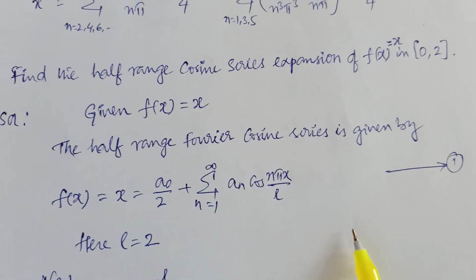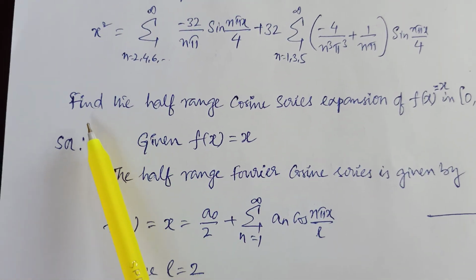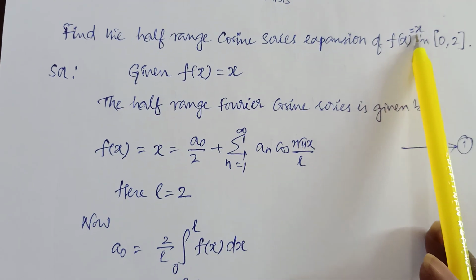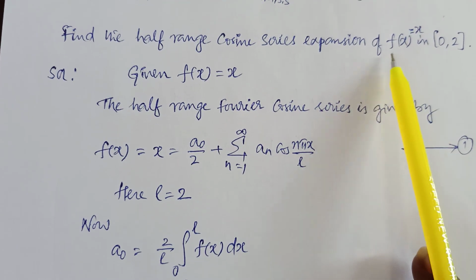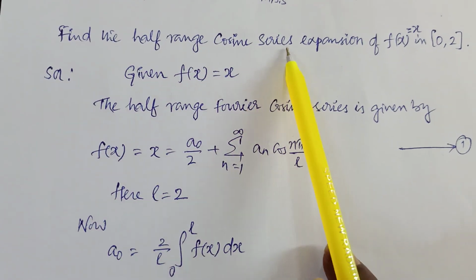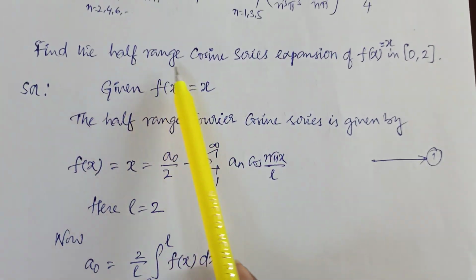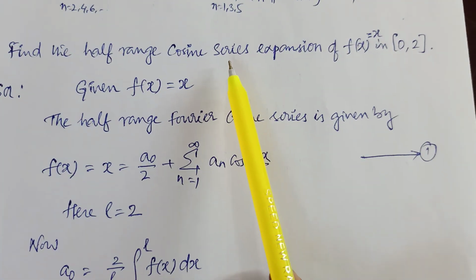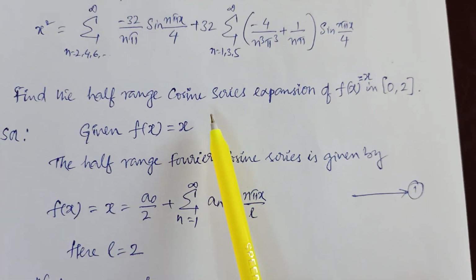Now let us take a look at another problem. Here, find the half range cosine series expansion of f of x is equal to x, in 0 comma 2. Okay, this is half range cosine series. It is clearly mentioned. Half range cosine or cosine series, both are the same. You just have to go with half range cosine only.